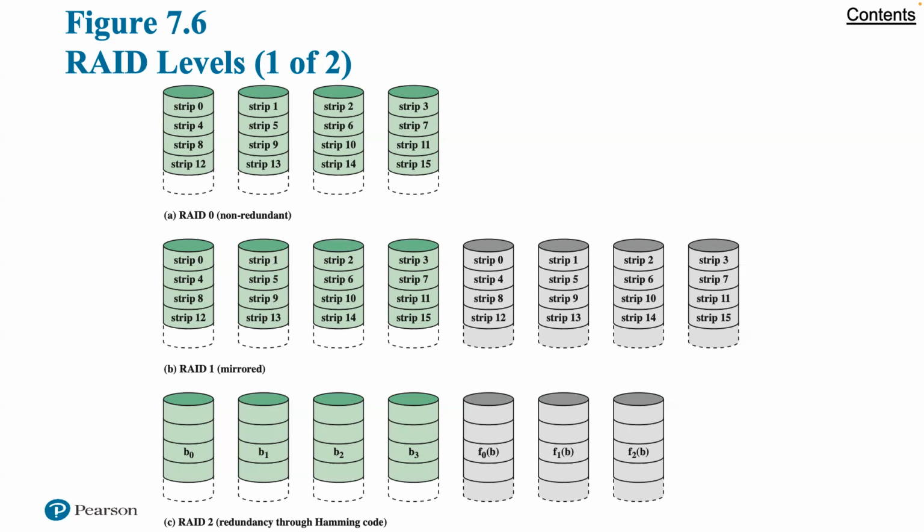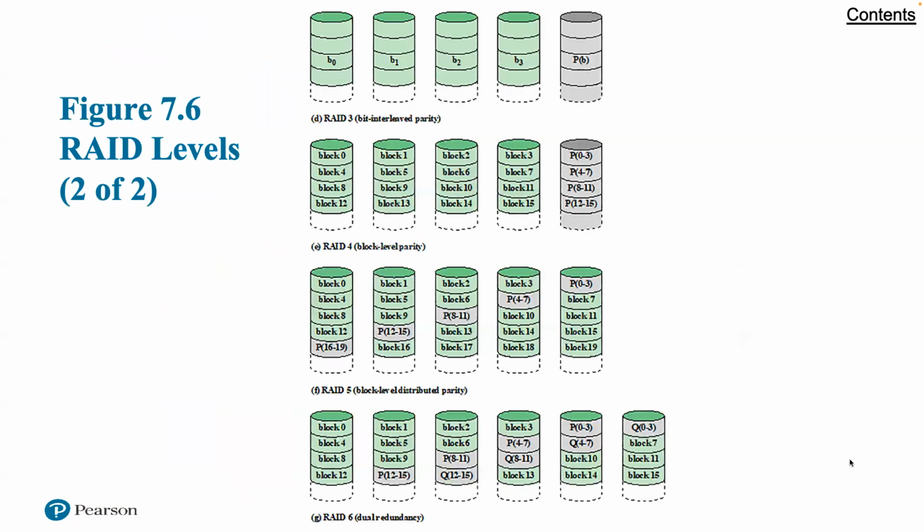And so I'm just going to skip through the second part of this figure so we can see RAID 0, non-redundant; RAID 1, mirrored; RAID 2, redundancy through Hamming code; and then we have RAID 3, bit interleaved parity; RAID 4, block level parity; and then once again, for ones that are commonly used, RAID 5, block level distributed parity; and RAID 6, dual redundancy.